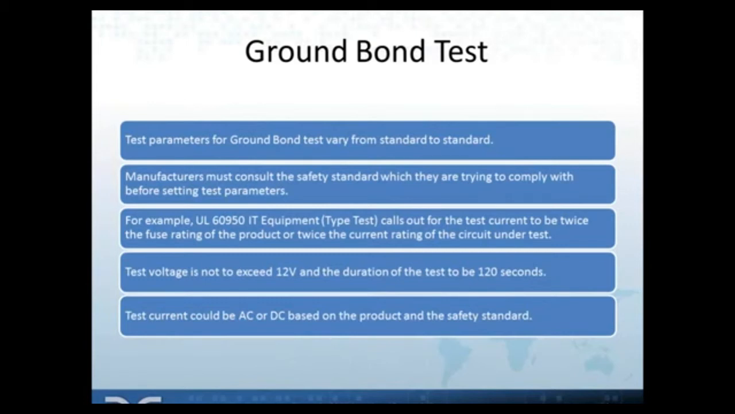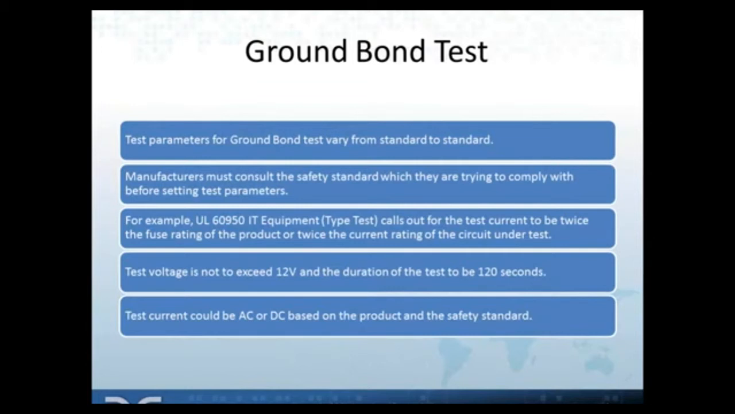Now, many safety standards are requiring a ground bond test to be performed by manufacturers as a 100% production line test, in addition to a type test. For example, the test parameters for a ground bond test can vary from standard to standard. Manufacturers must consult the safety standard that they are trying to comply with before setting any test parameters.